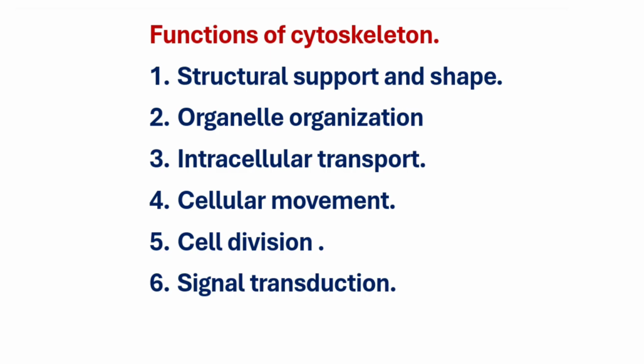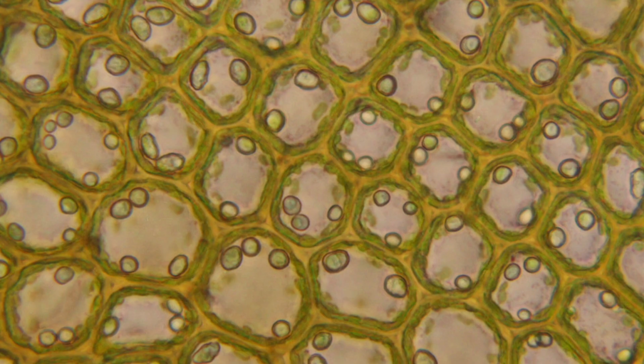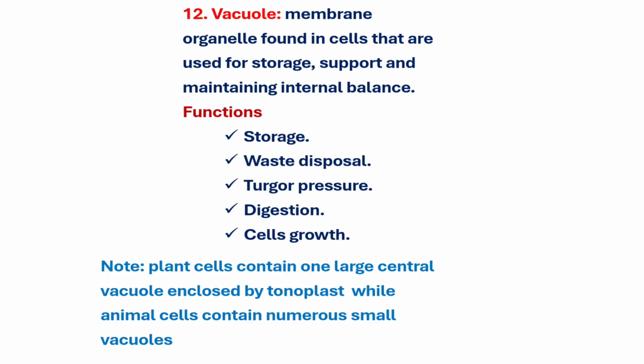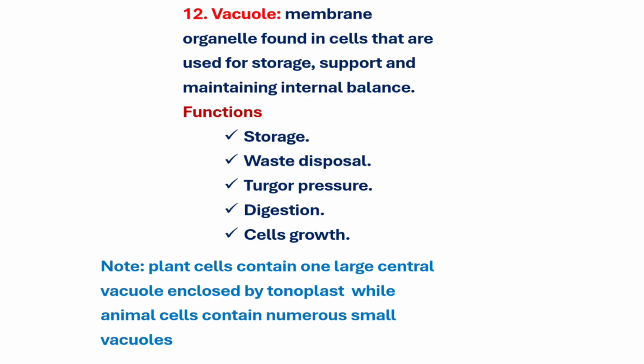Our next part is the vacuole. It's a membrane-bound organelle found in cells that is used for storage, support, and maintaining internal balance. In plant cells, it's a large central vacuole, which is crucial for maintaining the cell shape and rigidity through turgor pressure. In contrast, animal cells have small, numerous vacuoles for waste storage and other functions.